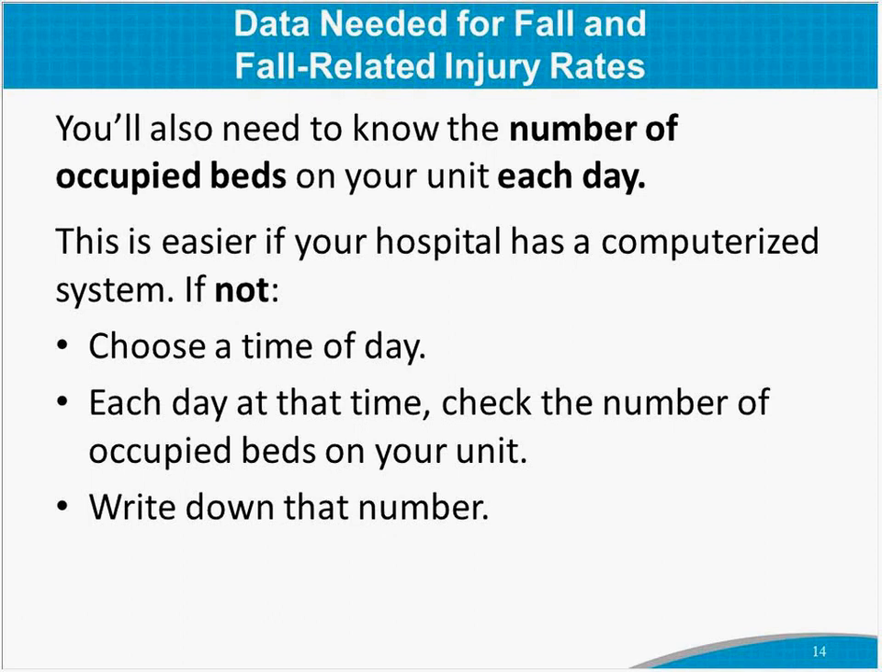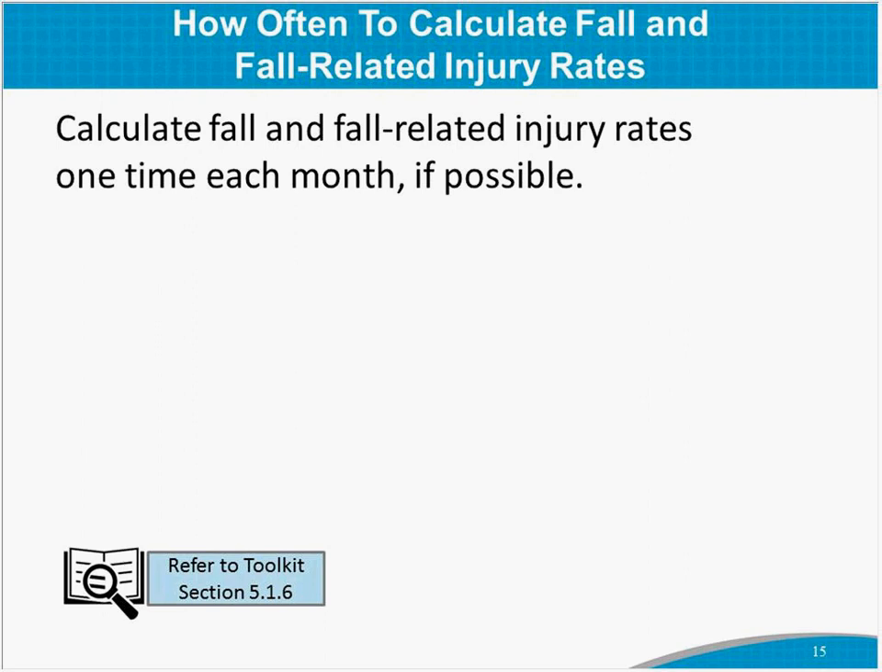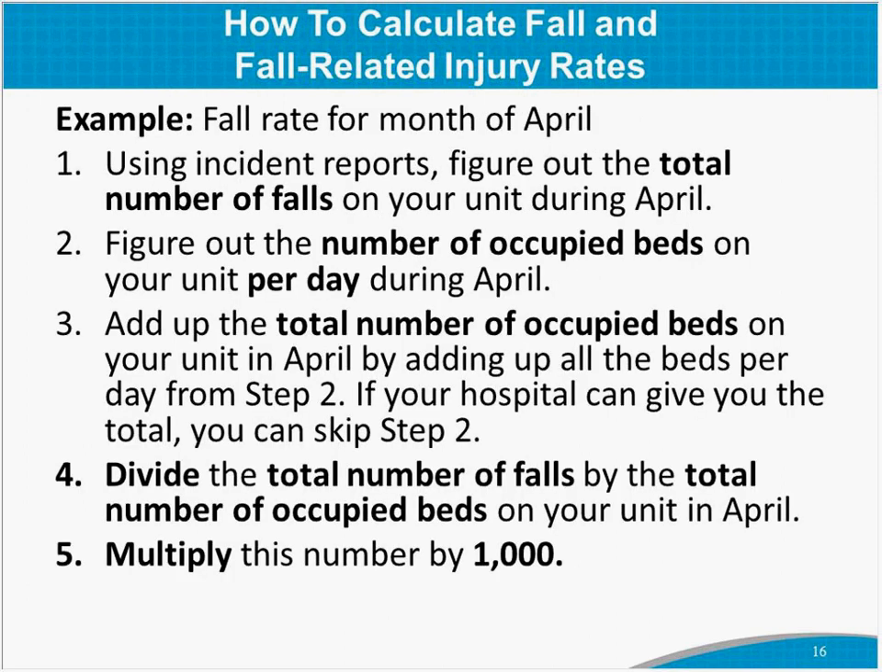You'll need occupied bed days or bed days of care on your unit. Most of your hospitals have this computed already, but if it doesn't, choose a time of day, and at that time of day, check the number of occupied beds on your unit and write down that number. And then you can calculate the fall and related injury rates. You can do it once a month if possible. That's commonly what people do. Some people then like to look at it over a quarter, but the more data you have and the more frequently you look at it, the more opportunity you have to view any trends. And again, another toolkit section is 5.1.6, so refer to that toolkit to use it to your best ability.